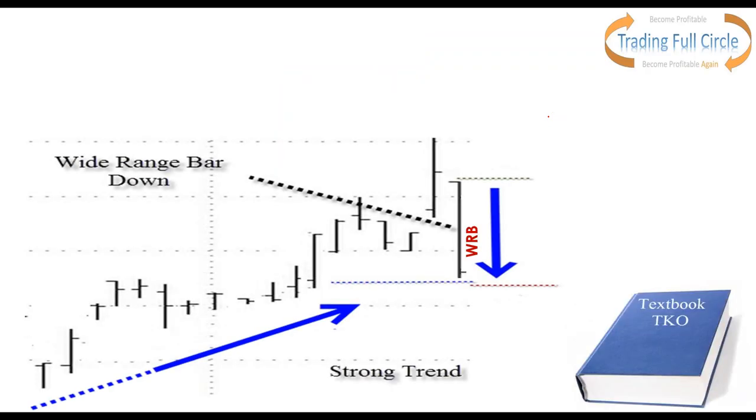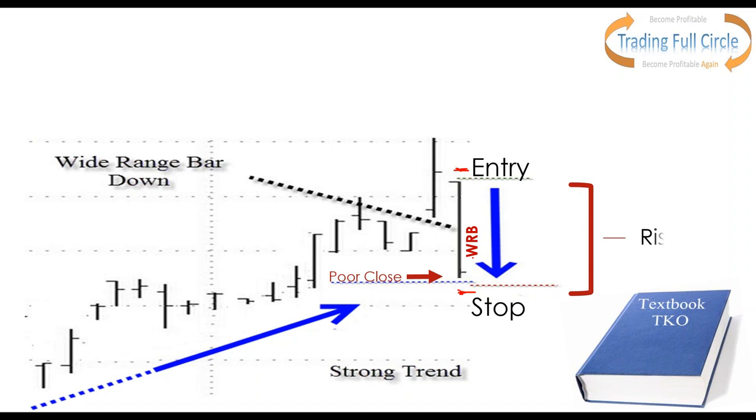So notice in this particular case, we had a wide range bar down, a poor close, and in that particular case, you could get in nearly above the high and put a stop nearly below the low. The reason I use the word nearly is that in a textbook fashion, yeah, right above the high, right below the low. But in reality, you probably want to give it a little bit of wiggle room above and a little bit of wiggle room below. And I'll flesh it out in a lot more detail when we get to the Q setup here.